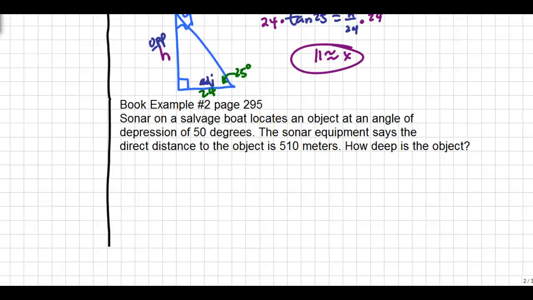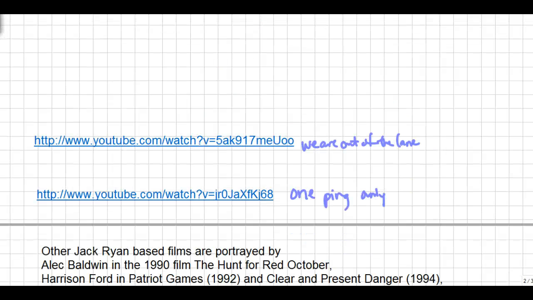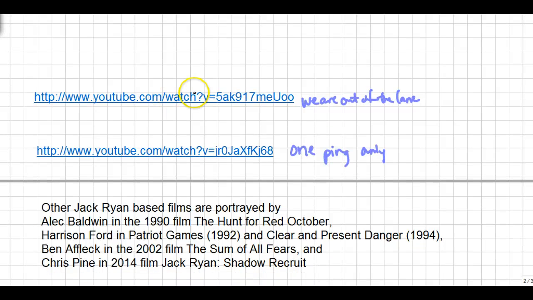We have one final question to look at, and that comes from your textbook in example 2, page 295. Sonar is something that students need to be generally familiar with, not specifically familiar with. If you need more information about sonar, I have a couple links here.